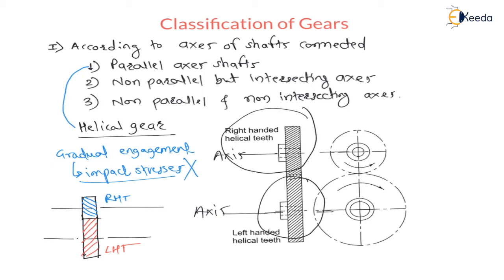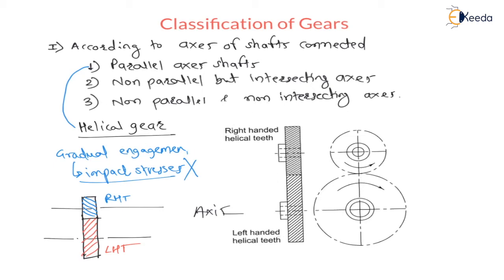Now, because of this right hand and left hand thread, one problem arises. That is, the load acting on the thread is perpendicular like this. This is the applied load, and for this applied load, we get two components: one component along the axial direction and one component along the radial direction. There will be a radial load and also an axial load.